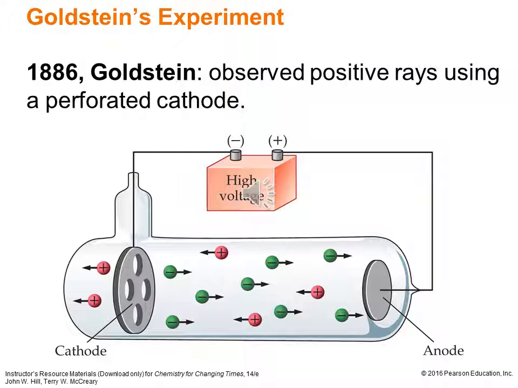They were about 1837 times the mass of the electron, and this is where we end up eventually with the discovery of the proton.